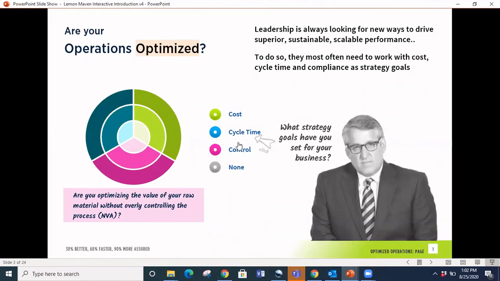So if someone is solving for cost, they need to make sure that they are not busting their cycle time and control objectives. If someone is solving for the control objective, they need to make sure that they are not increasing their cost and cycle time in the process of doing so. If someone is solving for cycle time, they need to make sure that they are not negatively impacting cost, or busting any regulatory standards or any control objectives in doing so. So optimization really is a combination of all the cost, cycle time, and control goals, and the trade-off between all of these three, which helps leaders achieve the larger strategic goals.